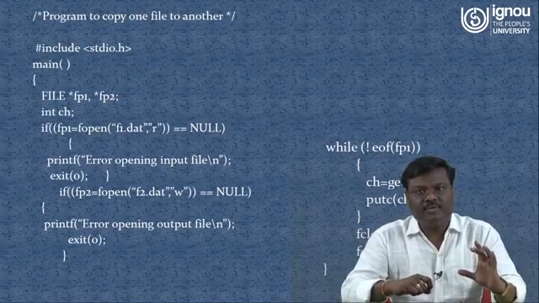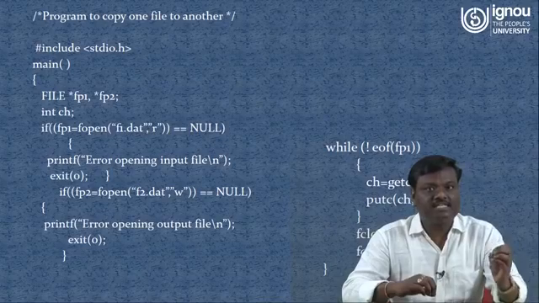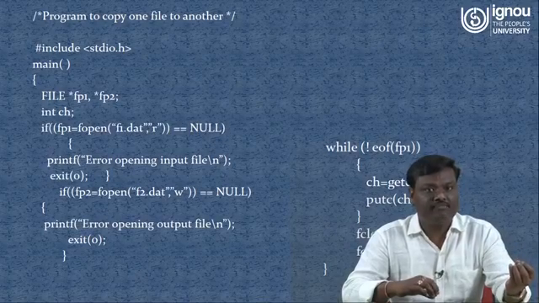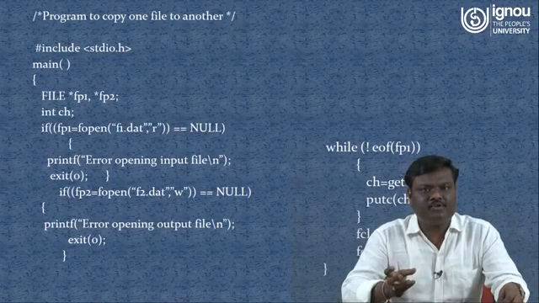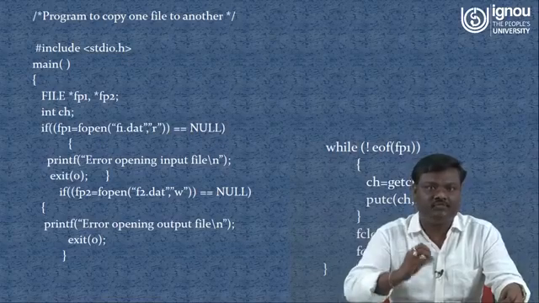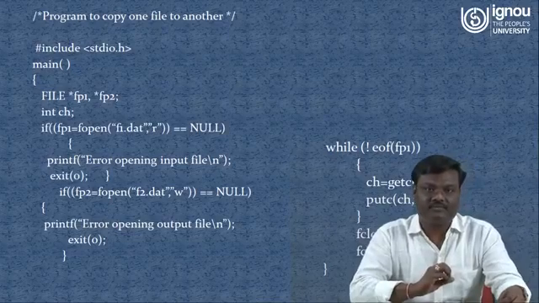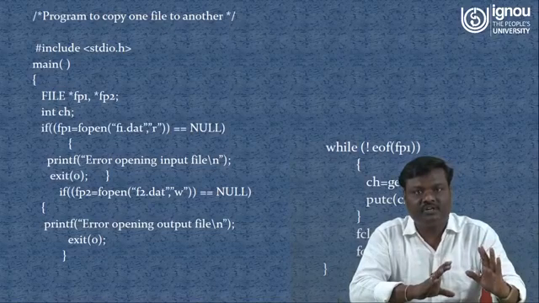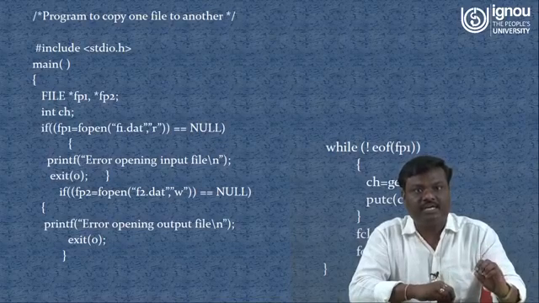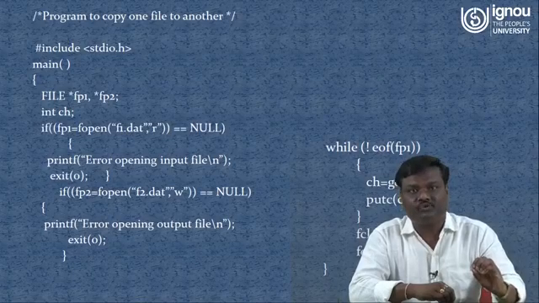This program takes one character from file 1 and writes the same character into a new file, fp2, that is file 2. So this is a simple program which copies the contents of one file and stores them in a second file. The first if statement is the cautionary check, wherein if a file is not opened, we display appropriate messages: error opening input file f1 or error opening output file f2.